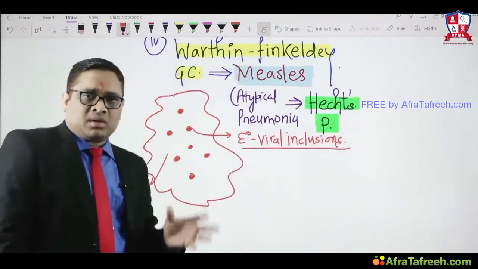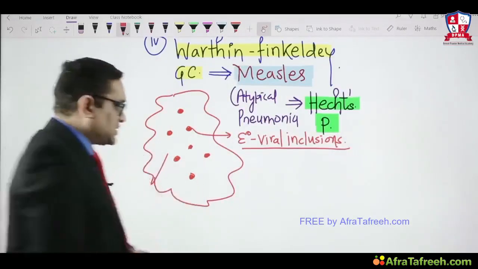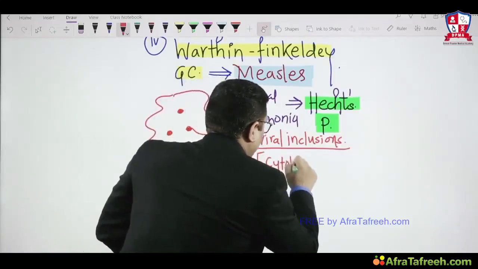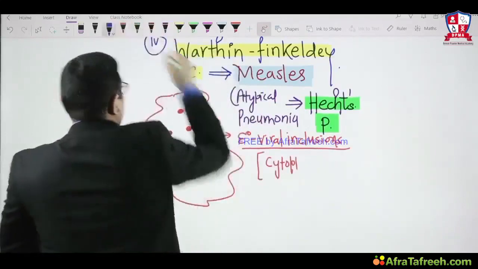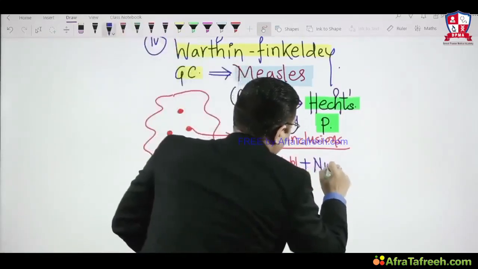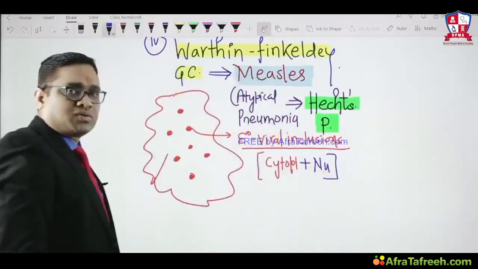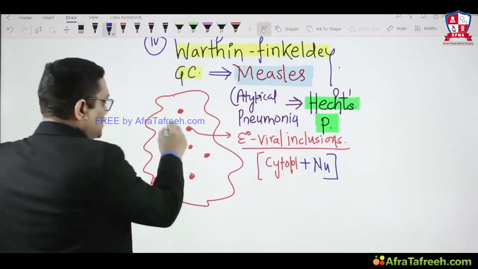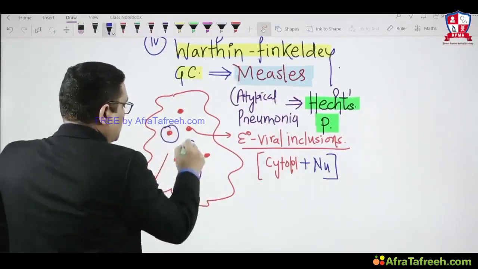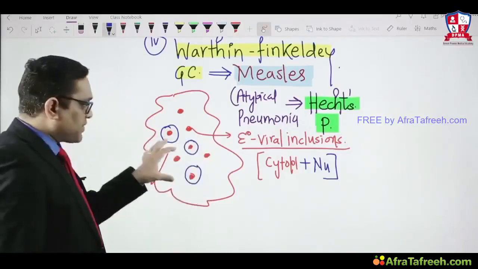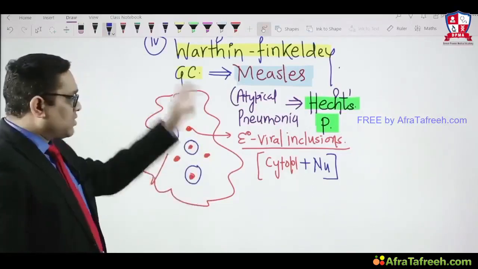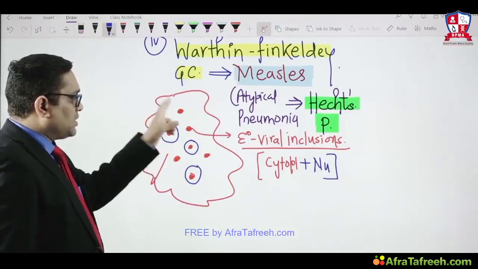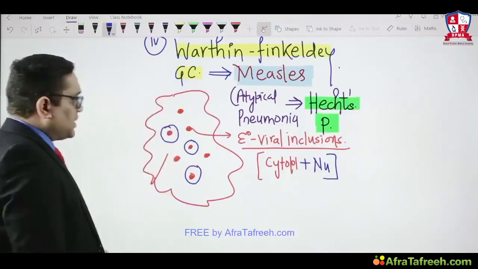Now the question is where? Inside the nucleus or inside the cytoplasm? Your answer will be that this eosinophilic viral inclusion will be present in both the cytoplasm and the nuclei. So the cytoplasm and nucleus both will have this eosinophilic dot-like punctate viral inclusion. So this is the perfect picture of a Warthin-Finkeldey giant cell: irregular giant cells, eosinophilic viral inclusions in nuclei and in cytoplasm, both places, right?